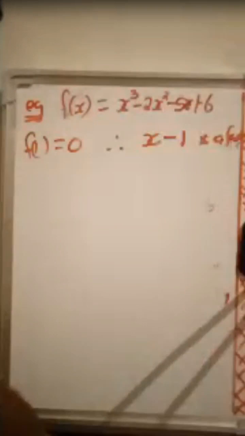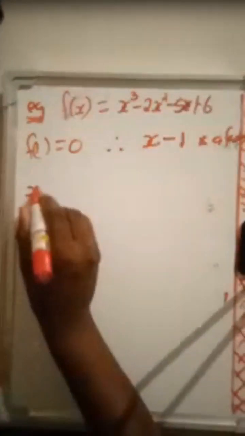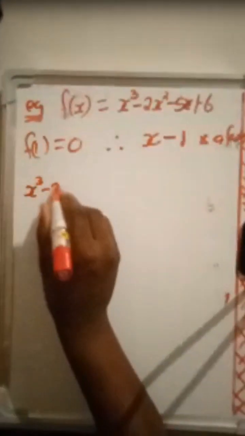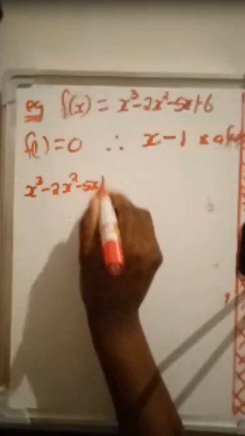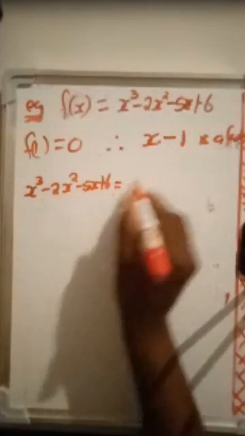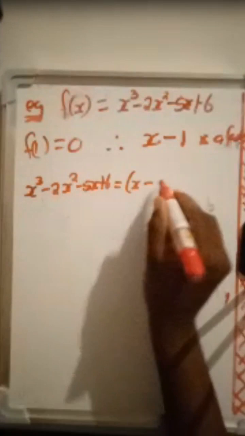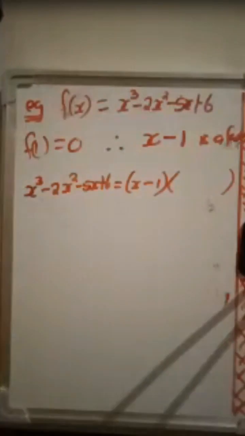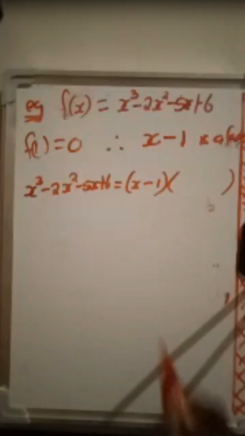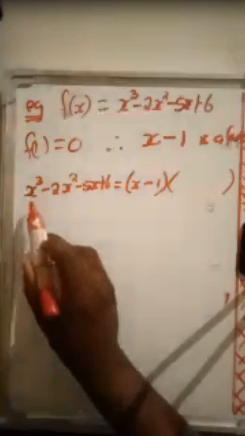So since now x minus 1 is a factor, we have to use that in order to solve it. So we are going to say x cubed minus 2x squared minus 5x plus 6 equals the first factor we have, which is x minus 1, times the second factor. So how do we find the second factor? In order to find the second factor, divide x cubed by x.